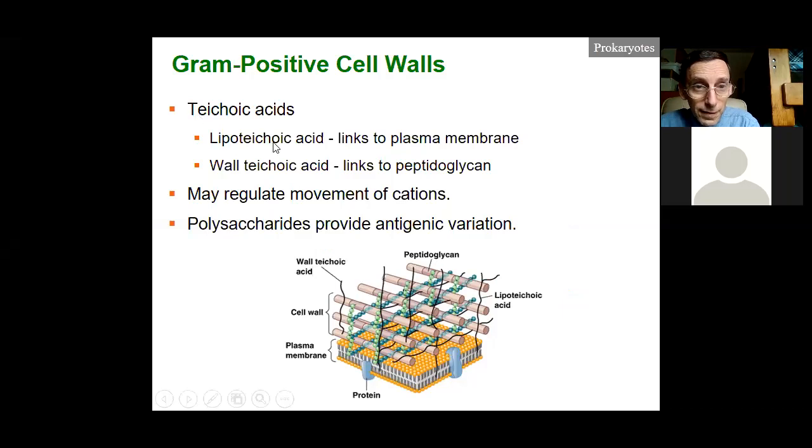I've already talked about that, and that they may help movement of cations. Teichoic acid is a polysaccharide. It can provide some antigenic variation within the cell so that this cell will be different from another cell that has antigenic variation in the teichoic acid, just allowing the immune system to respond to different cells.